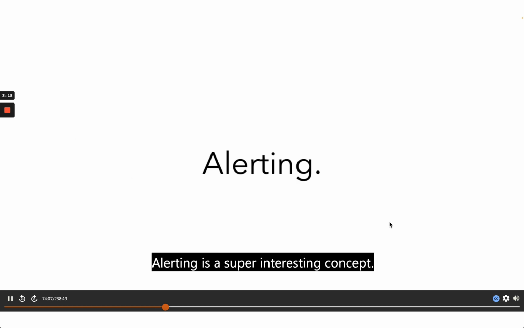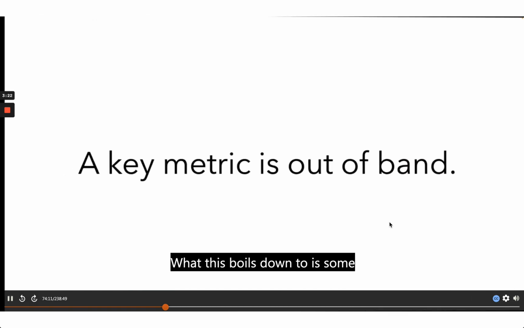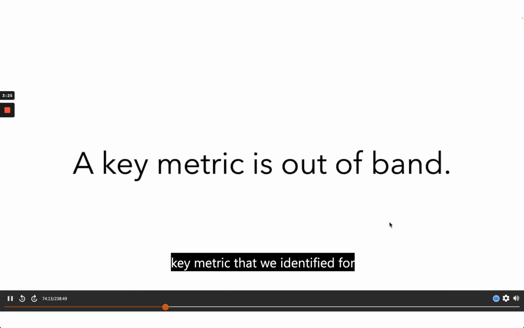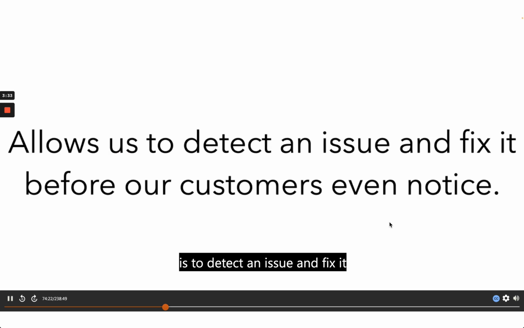Alerting is a super interesting concept. We could probably spend an hour just talking about alerts. What this boils down to is some key metric that we identified for the application isn't where we want it to be. The goal in all of these instances is to detect an issue and fix it before the customers even become aware it's a problem, or at least so that it doesn't get to the point where everybody notices there's an issue.